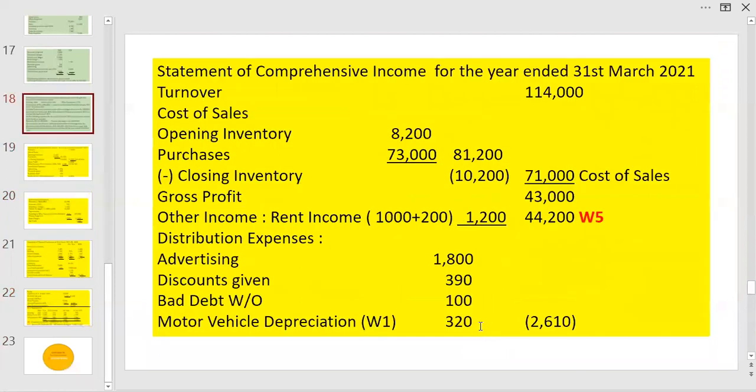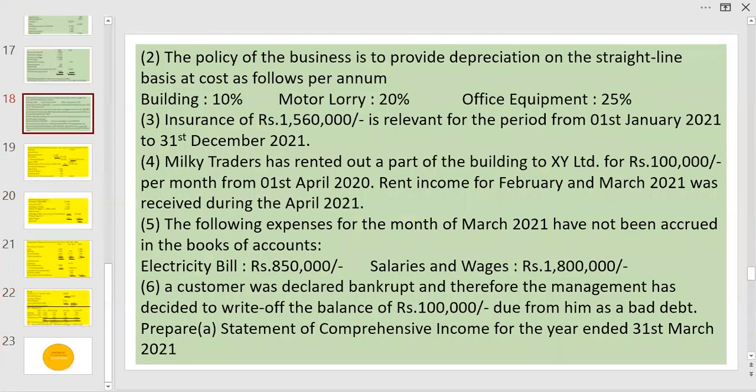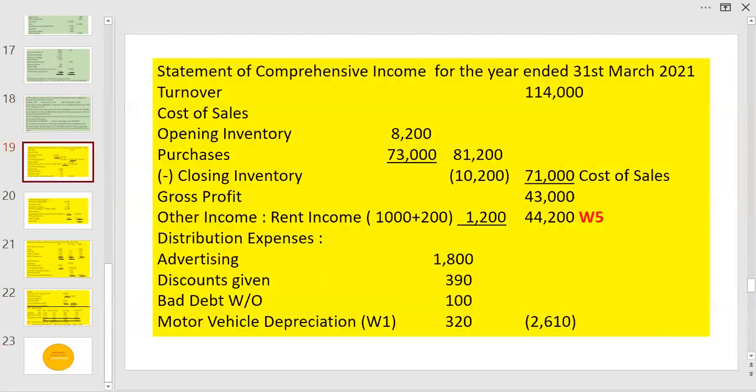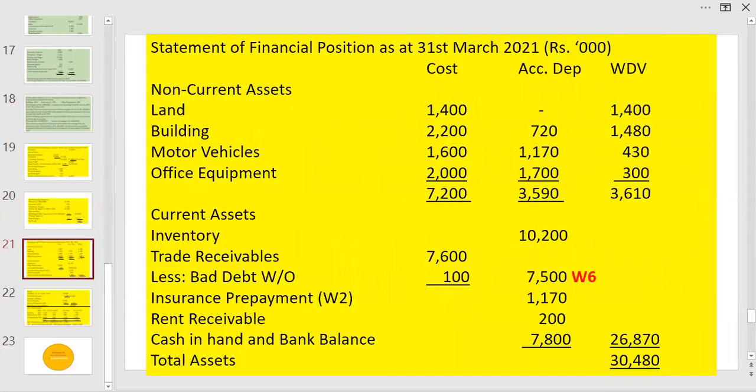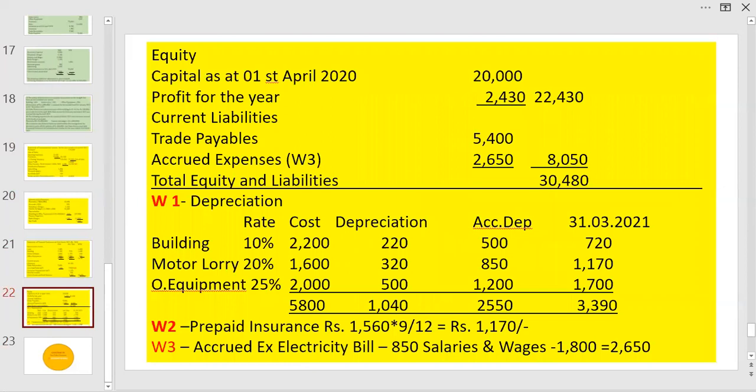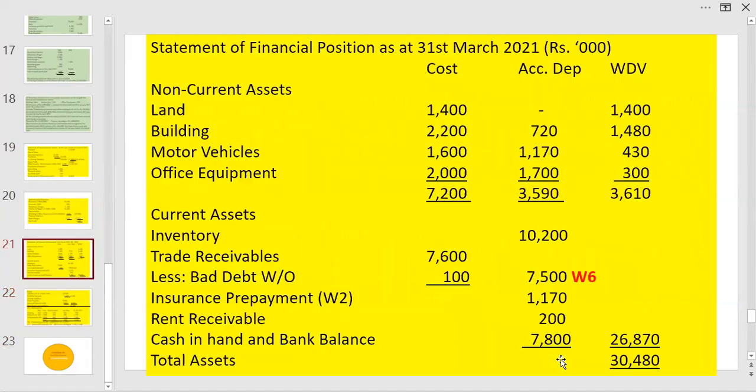Adjustment 5, electricity bill and salaries and wages to be provided as accrued expenses. Please note the working three and also look at the balance sheet part of it, where accrued expenses of 2,650 is shown. Adjustment 6. The customer was declared bankrupt, therefore a bad debt of 100,000 to be written off. Please look at the working 6.